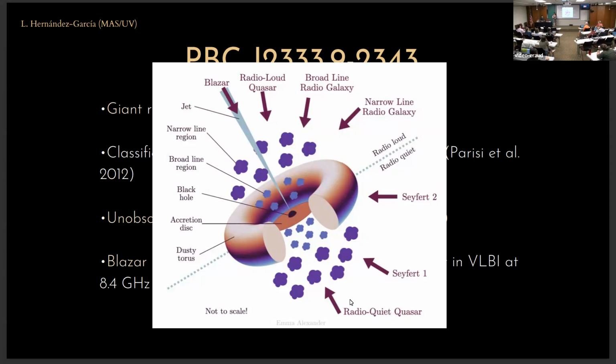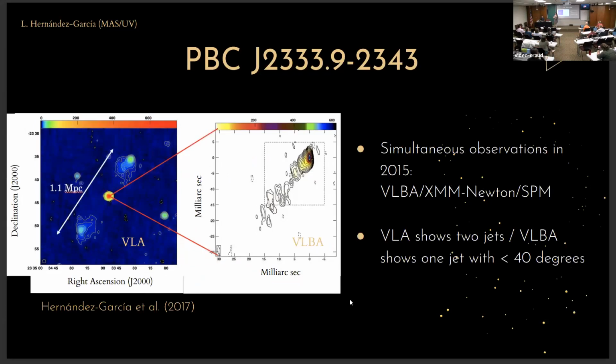So the first thing we did was to obtain simultaneous observations in the radio, optical, and X-rays, and this was in 2015. So we obtained radio with the VLBA, X-rays with XMM-Newton, and optical with San Pedro Mártir. Well, here you can see the radio images. So this is VLA. So here is where it was classified as a giant radio galaxy. So we see the nuclear region and the lobes. And if we zoom in on the very center of the nucleus, we see this with the VLBA.